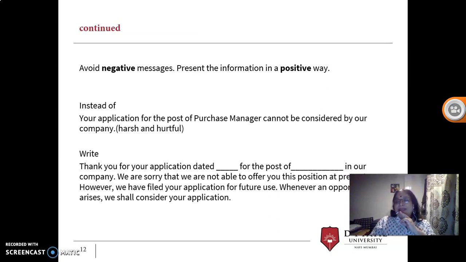First is avoid negative messages. Now, everybody gets put off with a no, say, no, we can't do it. No, hum nahi help kar sakte. We cannot help you. Now, instead you could be better. You could say, ma'am, I would have helped you, but this is the problem. So, you should be putting it in a positive way.